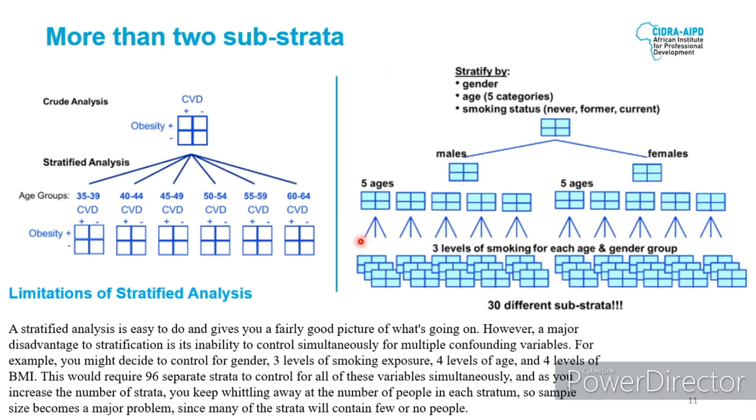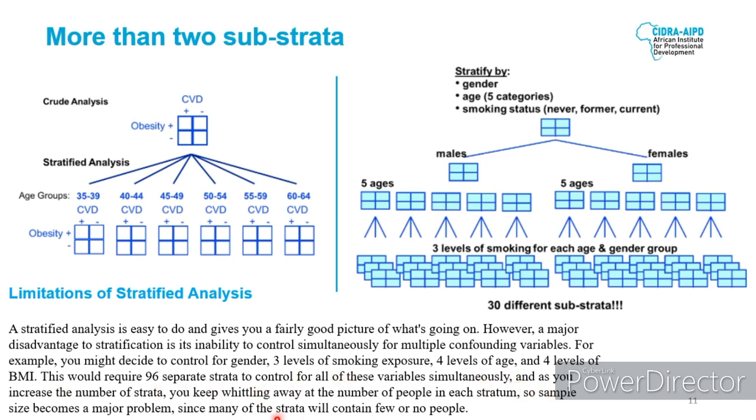However, there are certain limitations of stratified analysis. A stratified analysis is easy to do and gives you a fairly good picture of what's going on. However, a major disadvantage to stratification is its inability to control simultaneously for multiple confounding variables. For example, you might decide to control for gender, 3 levels of smoking exposure, 4 levels of age, and 4 levels of BMI. This would require 96 separate strata to control for all these variables simultaneously.